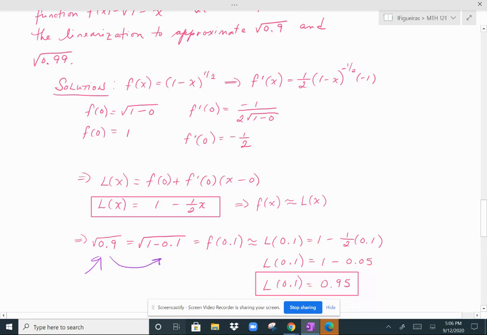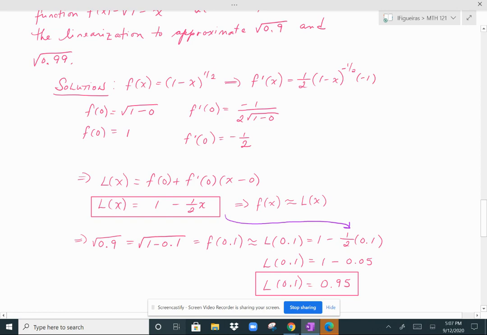It would be 1 minus 0.1. So 1 minus 0.1 is 0.9. So that means that my x value is 0.1. So now that's what I plug into my linearization. I'm going to plug 0.1 into the line, which is what I did here.